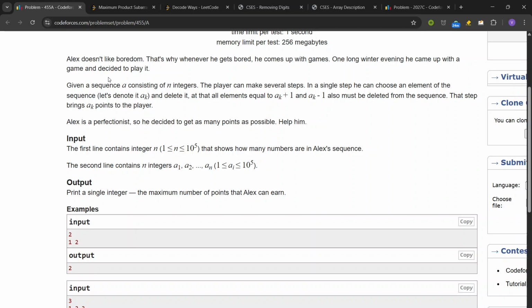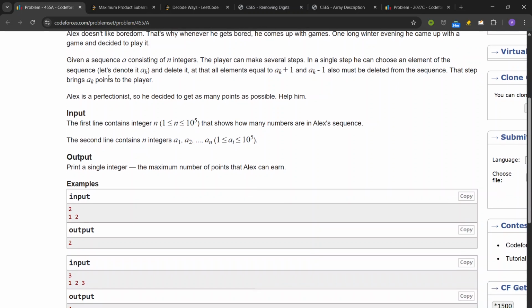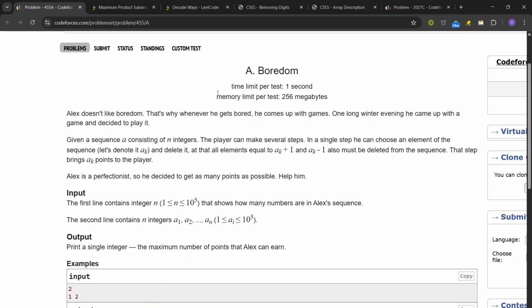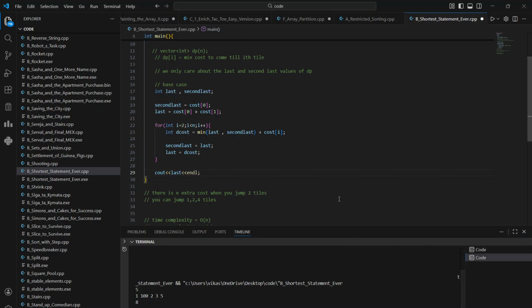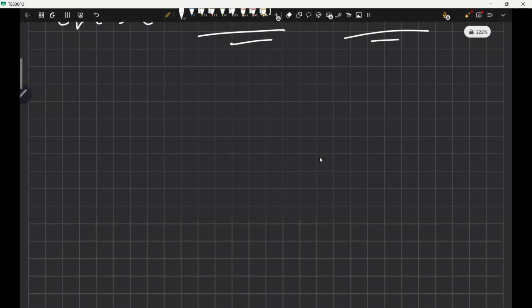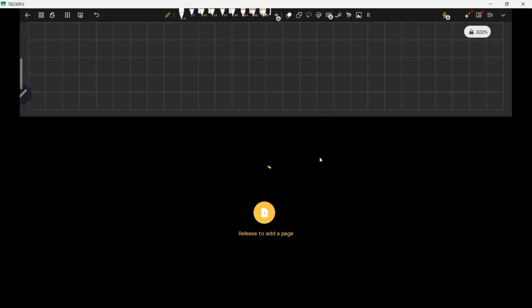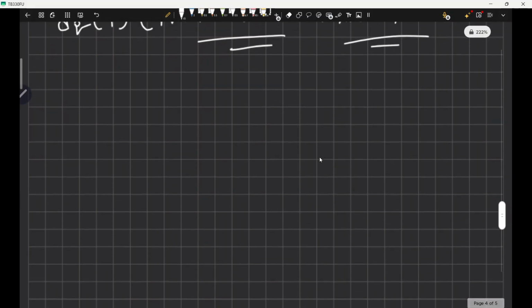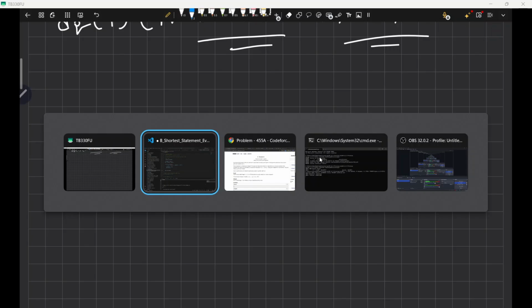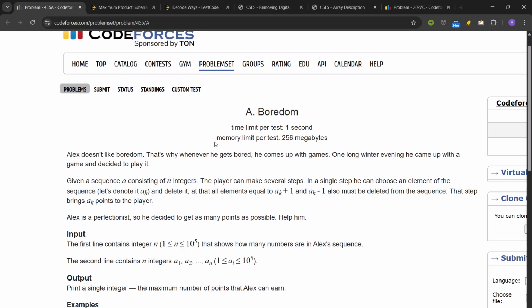Okay, so I hope that you paused and thought for some time, because if you just see the solution, it is not going to benefit you much. So let's try to analyze some of the test cases and see. The question is Boredom, 455A, Boredom.